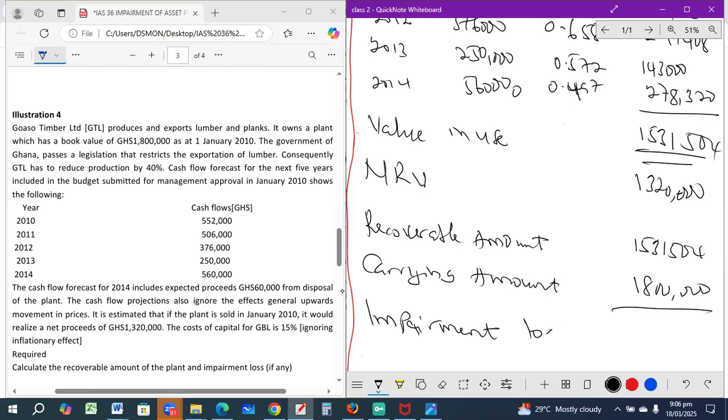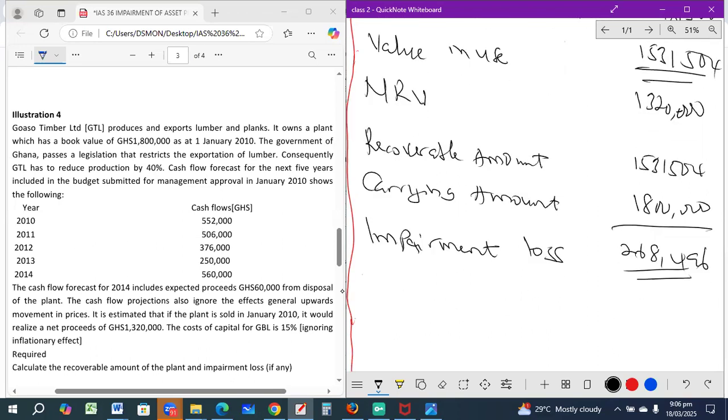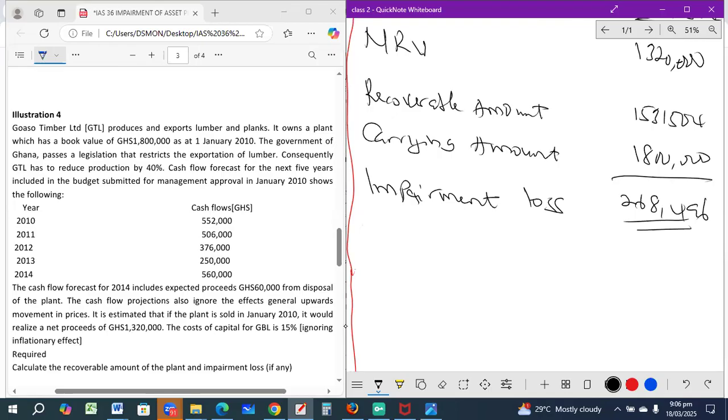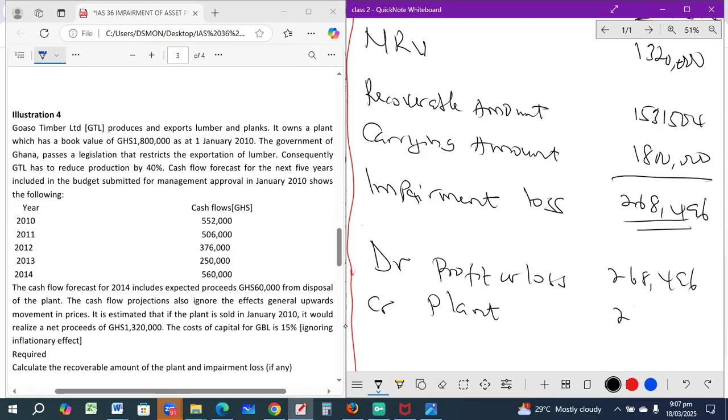So how are we going to recognize this amount? This is the impairment loss. So we are going to debit profit or loss with 268,496 and credit the asset, which is called plant, with the same 268,496. Any question? This is the end of the day.